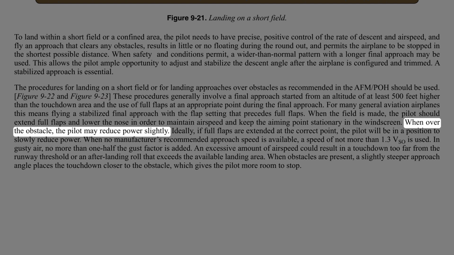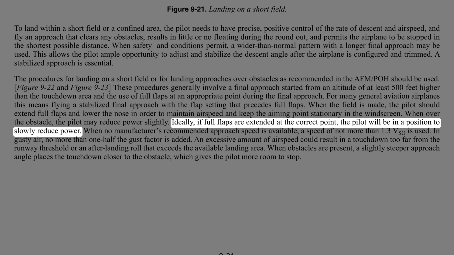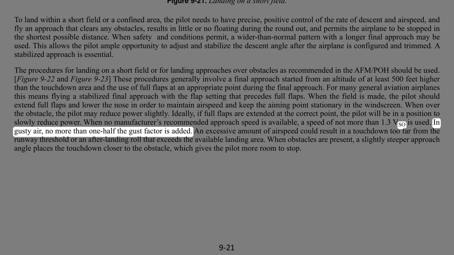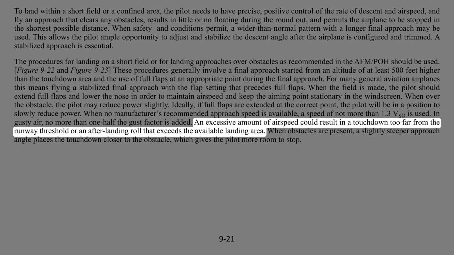When over the obstacle, the pilot may reduce power slightly. Ideally, if full flaps are extended at the correct point, the pilot will be in a position to slowly reduce power. When no manufacturer's recommended approach speed is available, a speed of not more than 1.3 VSO is used. In gusty air, no more than 1/2 the gust factor is added. An excessive amount of airspeed could result in a touchdown too far from the runway threshold or an after-landing roll that exceeds the available landing area.